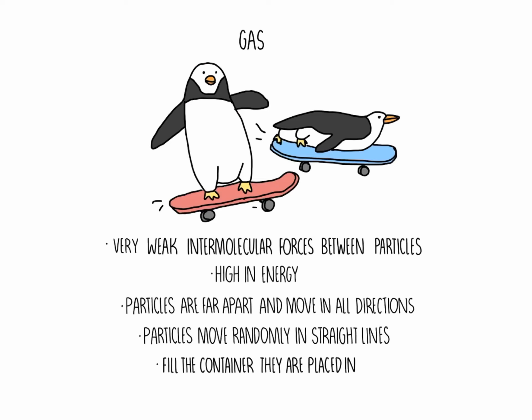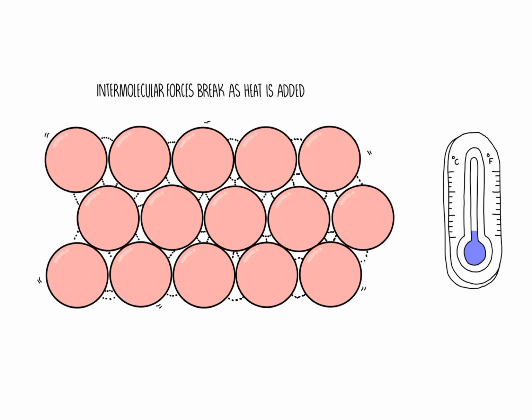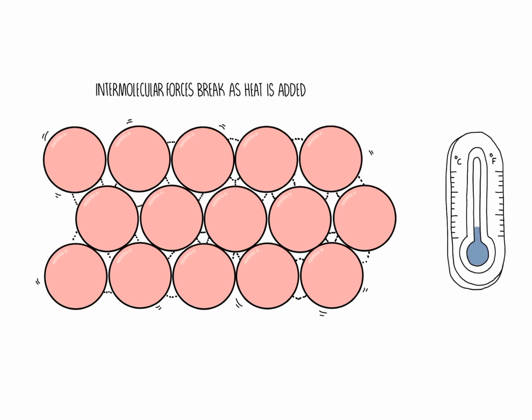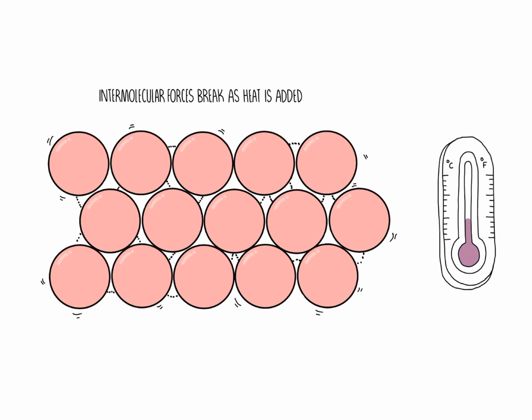So the state that a substance is in depends on the amount of heat energy that it has. The more heat that is added to the substance, the more the particles are free to move, since some of the intermolecular forces that are holding them together start breaking. Once a certain temperature is reached, the particles will have enough energy to turn into a liquid in a process called melting.